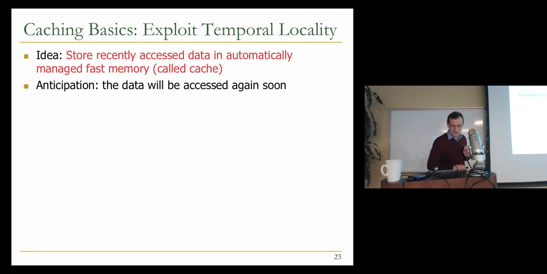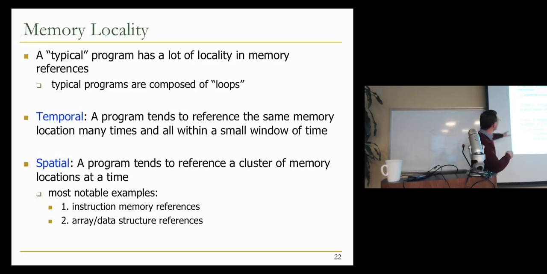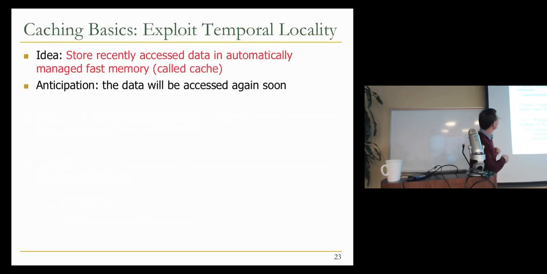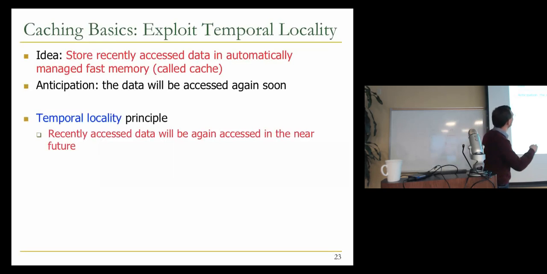Okay. So basically, these two principles or characteristics of programs lead to caching. And how do you exploit temporal locality? Well, once you know what temporal locality is, it's easy, right? You can store recently accessed data in automatically managed fast memory. This is called cache. And the anticipation is that this data will be accessed again soon, and you'll be correct if the data exhibits temporal locality.